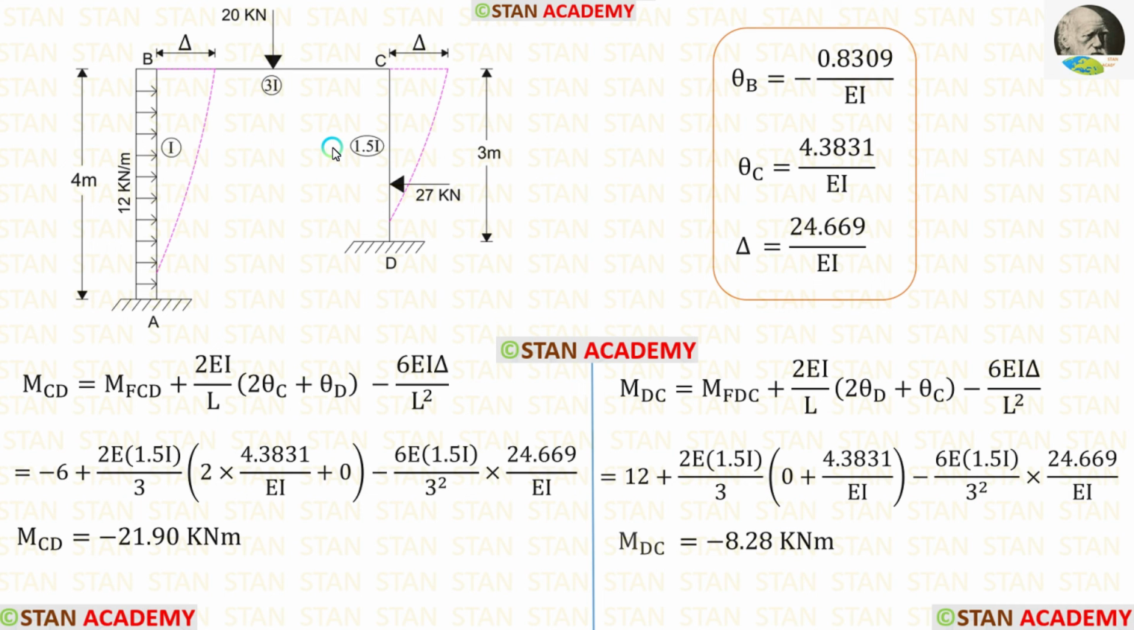The moment of inertia for CD is 1.5I. So instead of I, we have to apply 1.5I. At point D, there is a fixed support. In the fixed support, there will be no slope. So theta D will be 0. In the equations, after applying the values of theta C and delta, we are getting MCD and MDC.